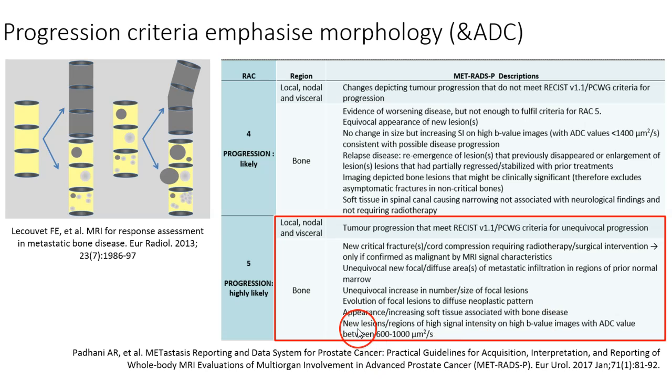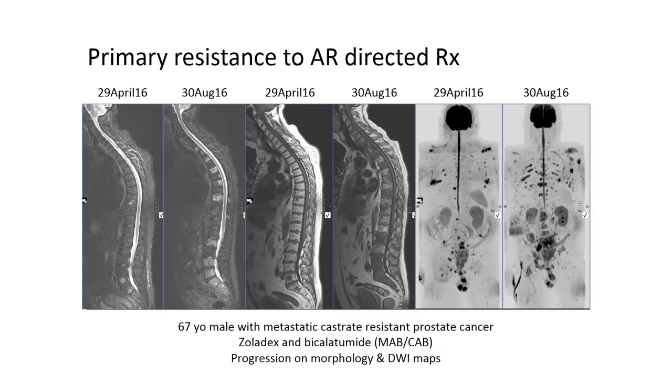But look at the diffusion criteria. There's only one diffusion criteria. The ADC value should be in the active range. And this is what we talked about previously when we were referring to that patient with pleural disease.